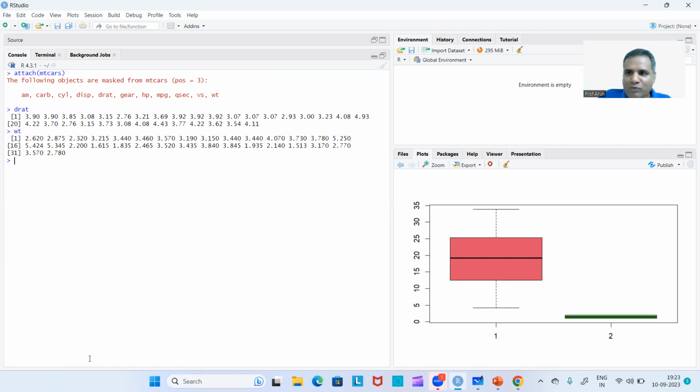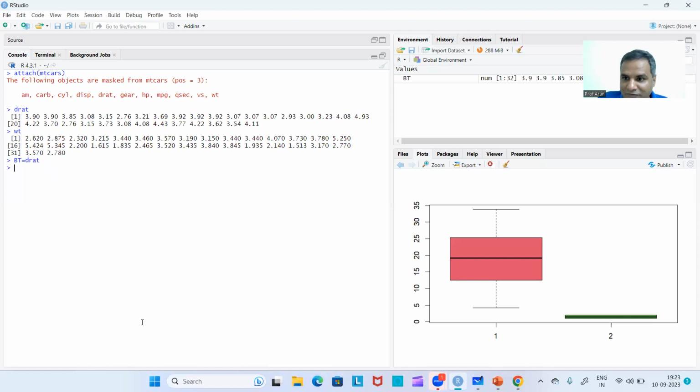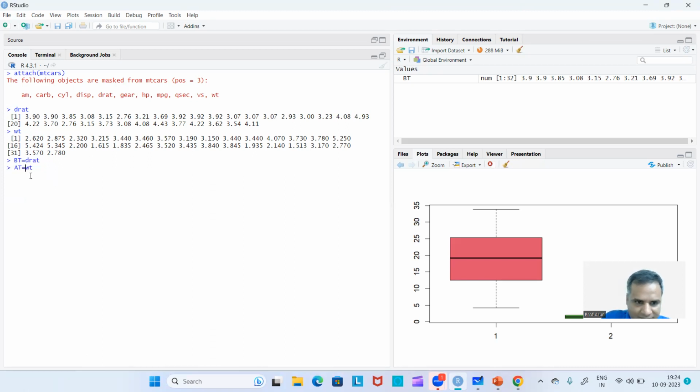Okay. Now I'll do one more manipulation. This DRAT, I will name it, let's say, before training. I'll name it BT. Before training is equal to DRAT. See, I've created a vector. And this DRAT, I've changed its name to BT, that is before training. And this weight, I will make it after training, AT. You see, I've created two vectors, AT and BT. BT stands for before training, AT stands for after training. Yes, I've just manipulated it for your understanding.